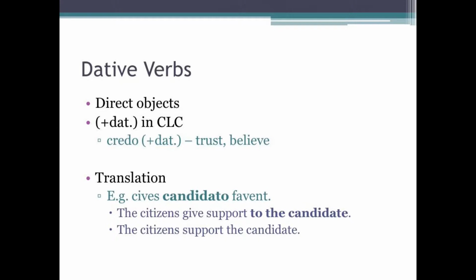So if we have a look at a sentence in Latin, cives candidato fauent, this can be translated literally with the dative as the citizens give support to the candidate, but more naturally as the citizens support the candidate. So you don't have to reflect the direct object being in the dative case in your translation, as you can translate more literally as I've done on the bottom line of this slide.